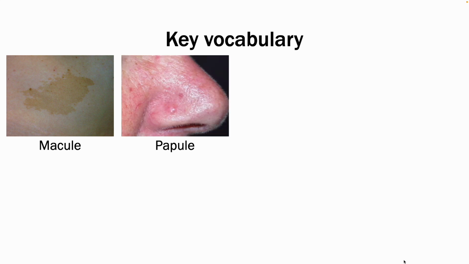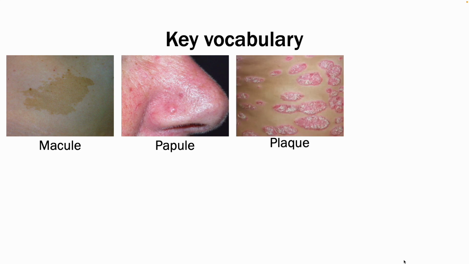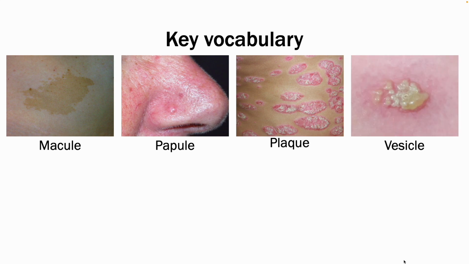In comparison, there are also papules, which are small palpable lesions. They're usually less than a centimeter in diameter or 1.5 centimeters in diameter, depending on who you ask. Next, you have plaques, which are flat but palpable lesions. They have a degree of elevation, which might be present, but it doesn't necessarily have to be present.